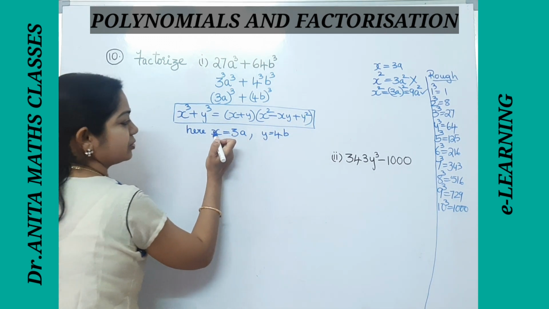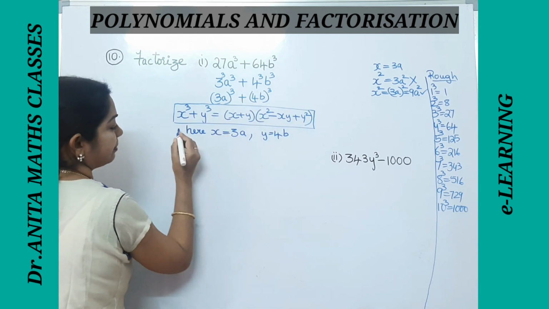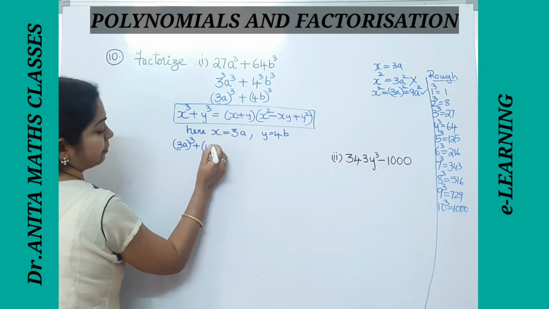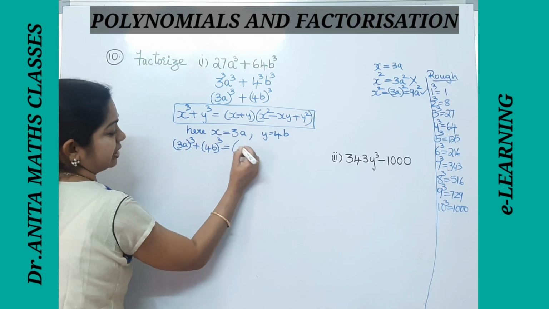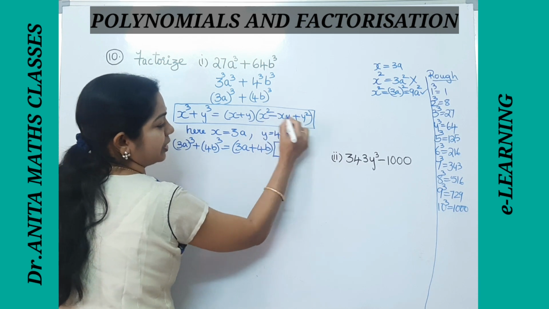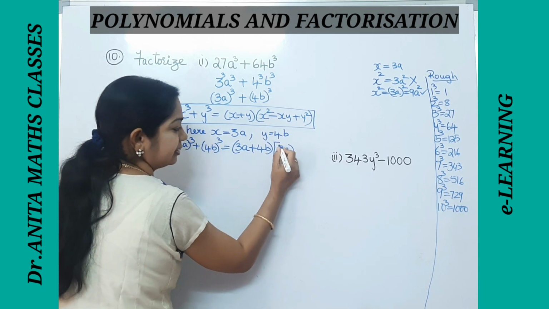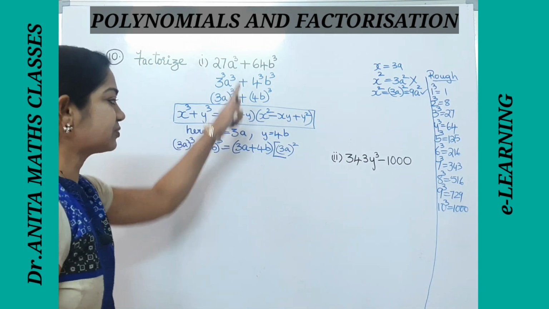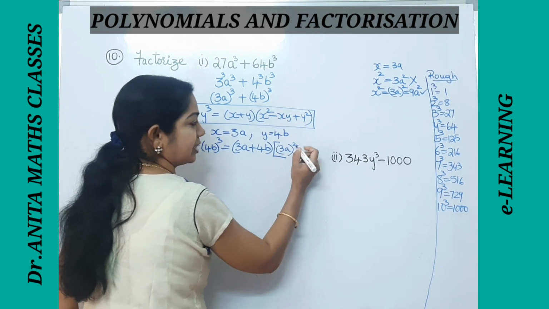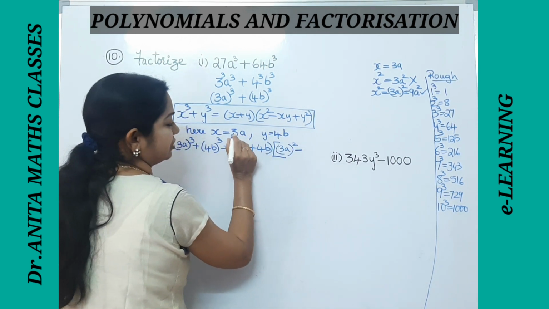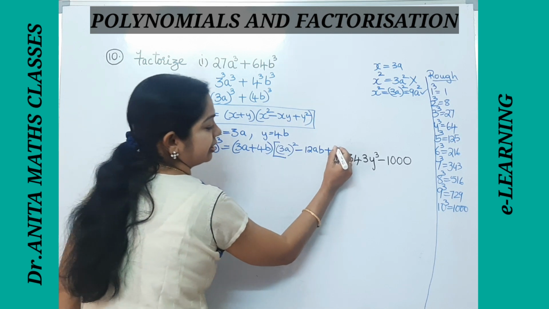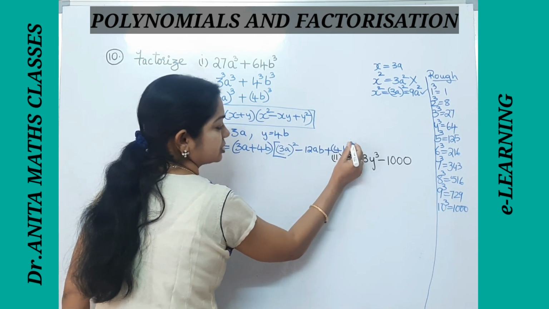Now we will substitute x and y values in the above result. That is, 3a whole cube plus 4b whole cube equals x plus y, which is 3a plus 4b, into x square minus xy. Here only we should not make a mistake. At times students write x square as 3a square. That is not right. 3a whole square comes to 9a square, minus xy, that is 3 fours are 12, 12ab, plus y square.